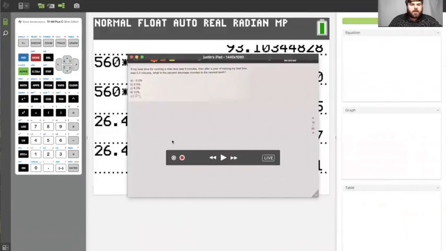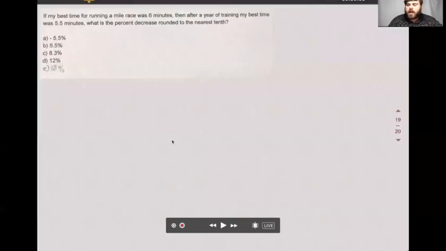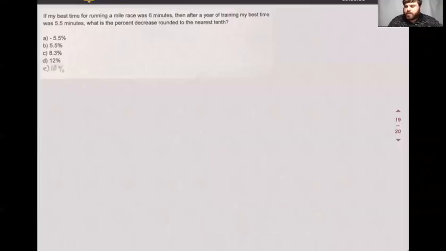All right, next problem. If my best time for running a mile race was 6 minutes, then after a year of training, my best time was 5.5 minutes. What is the percent decrease rounded to the nearest tenth? That's an 18 there on E, 18%. It's kind of hard to read.